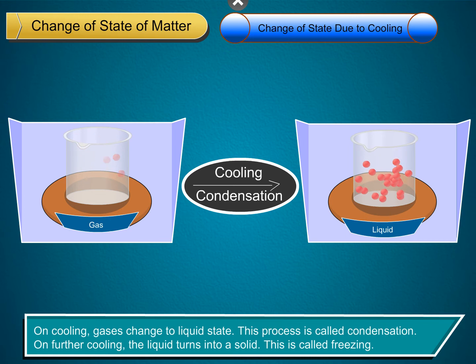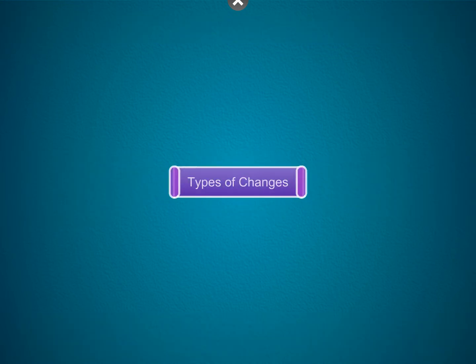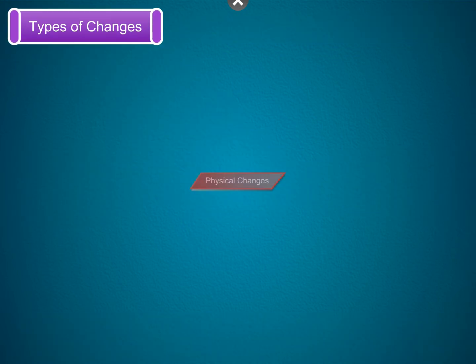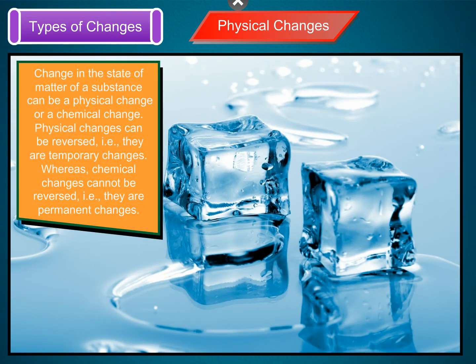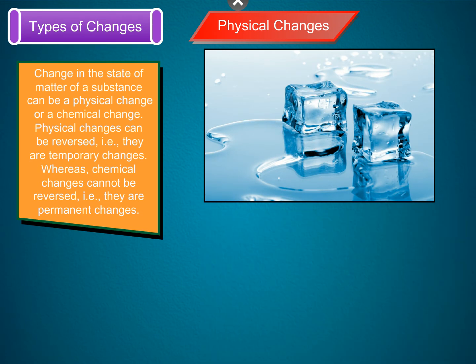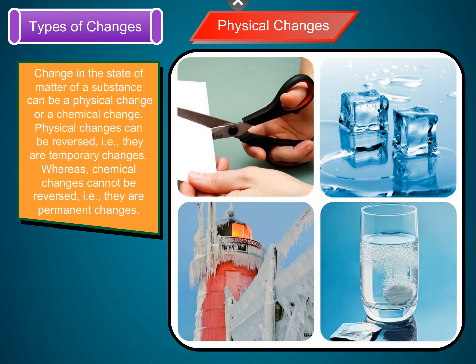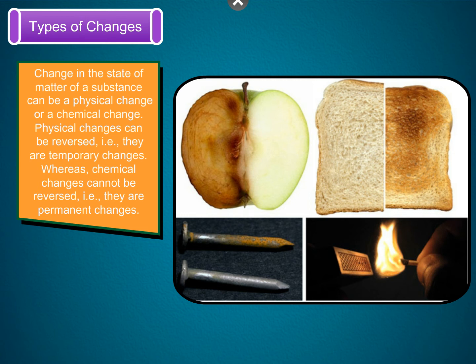On further cooling, the liquid turns into a solid. This is called freezing. Types of changes. Physical changes. Change in the state of matter of a substance can be a physical change or a chemical change. Physical changes can be reversed, that is, they are temporary changes. Whereas chemical changes cannot be reversed, that is, they are permanent changes.